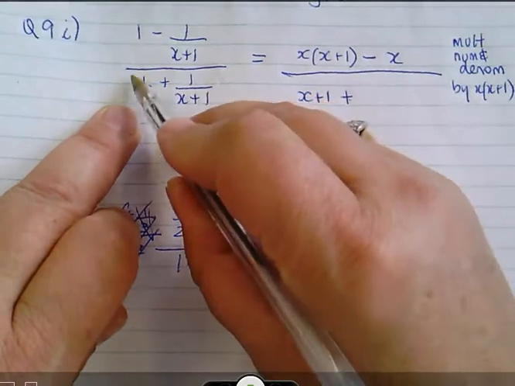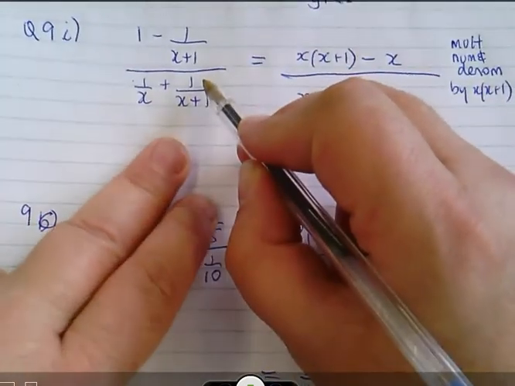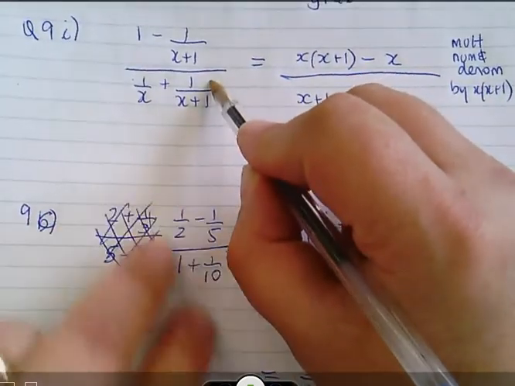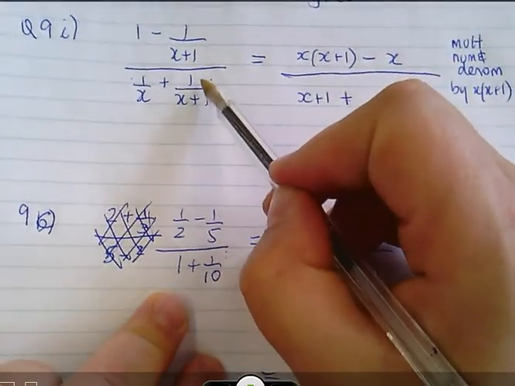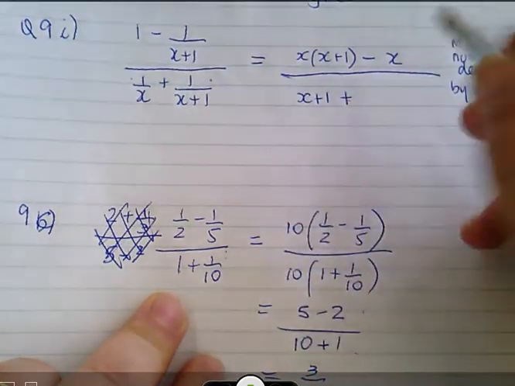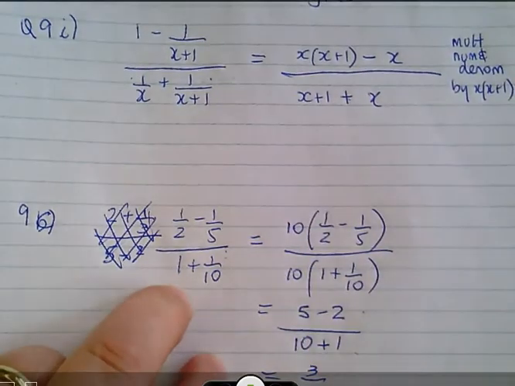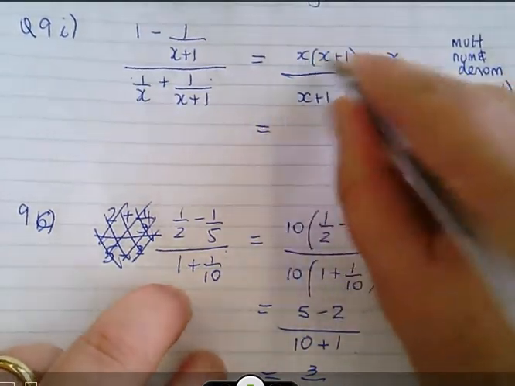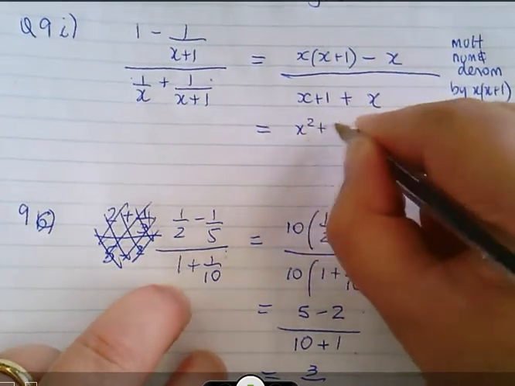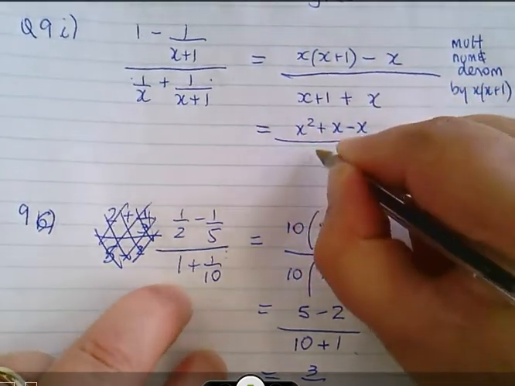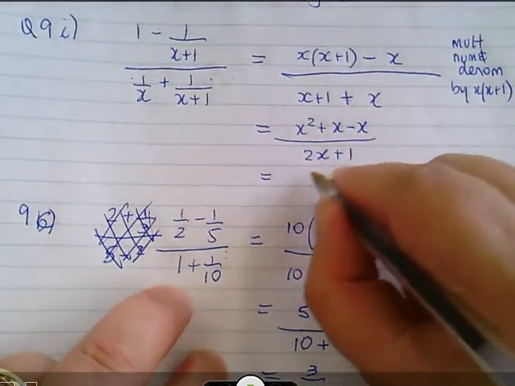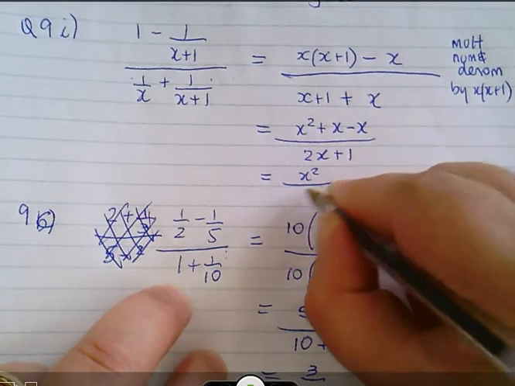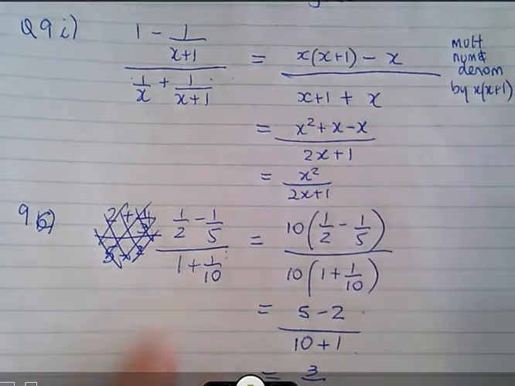Do you get that? If I go x plus 1, and what about this one? If I multiply this by x(x + 1), what am I left with? x(x + 1), I'm left with x. Do you see that? How easy is that? What have we got? x squared plus x minus x over 2x plus 1, which is x squared over 2x plus 1. That is the quickest way to do it.